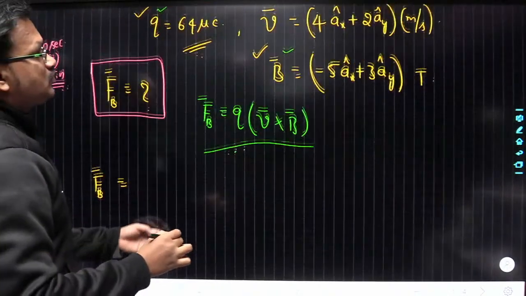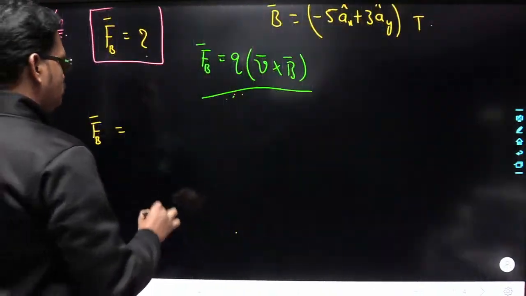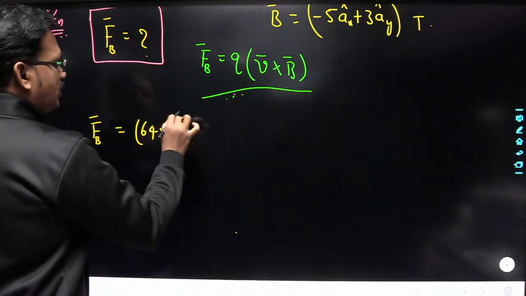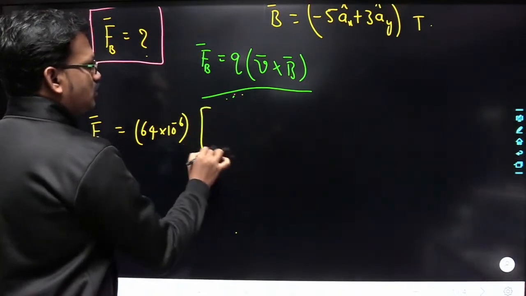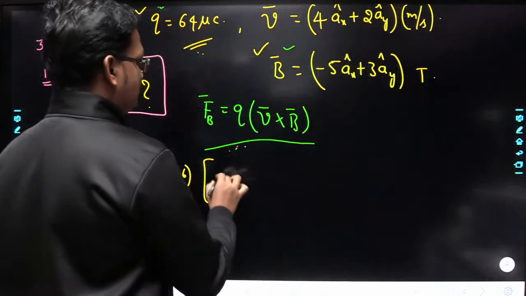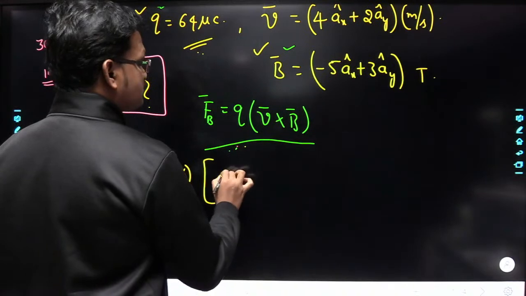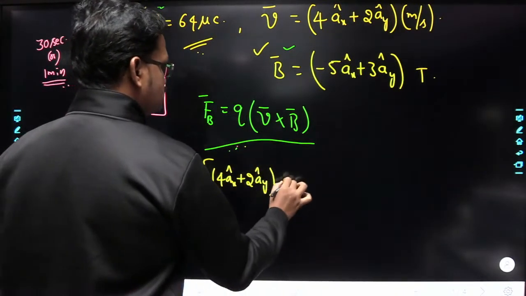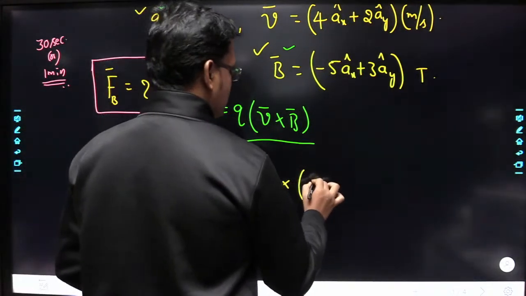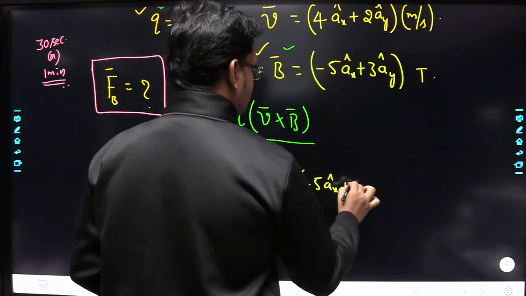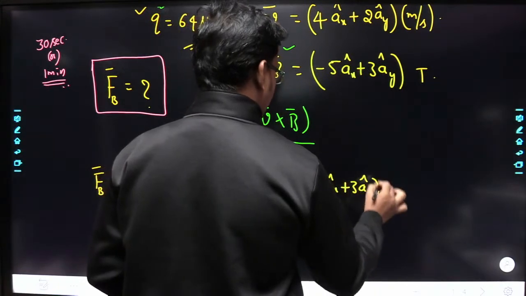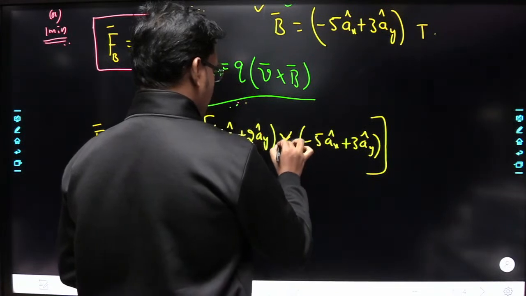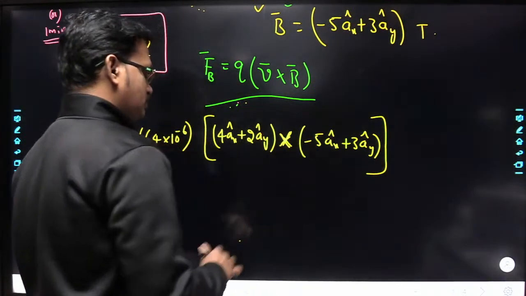Q is 64 microcoulombs. So substitute 64 into 10 power minus 6, into V bar. V bar they have given is 4 AX cap plus 2 AY cap, cross B bar. B bar is minus 5 AX cap plus 3 AY cap. Understood? So this is a cross product. You have to do the cross product between these two.